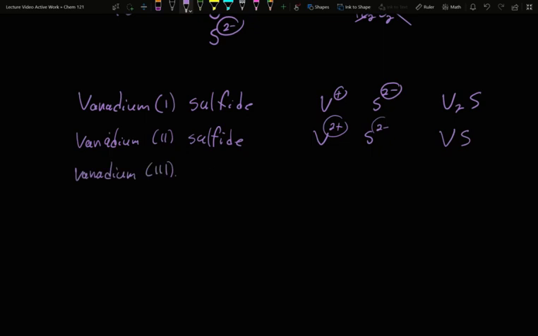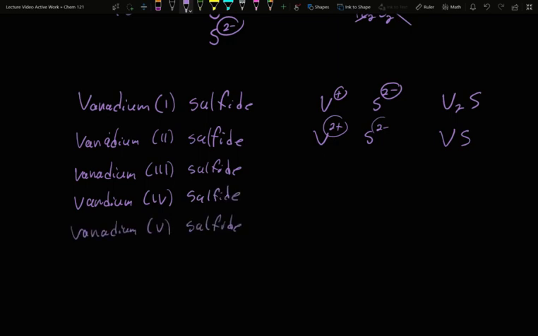Vanadium 3 sulfide. In fact, let's pause here and let's try the next 3. Do your vanadium 3, your vanadium 4, and your vanadium 5 sulfides. See if you can identify the formula they would balance out to. Go ahead and pause.